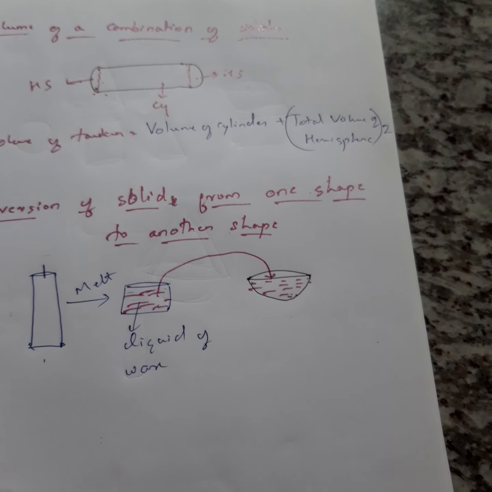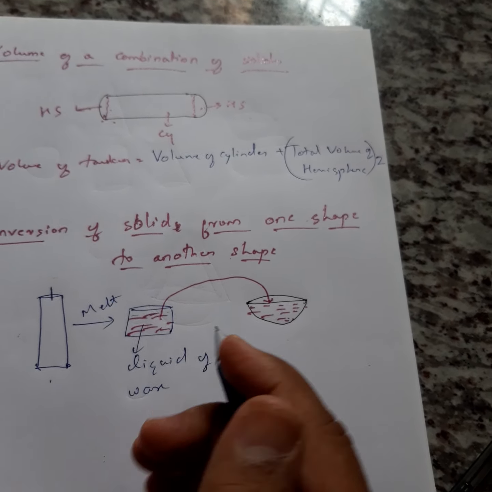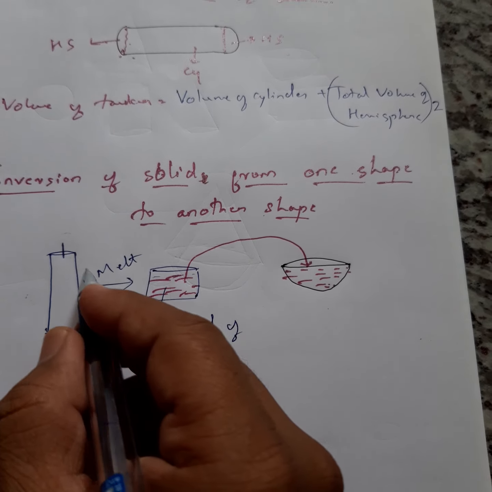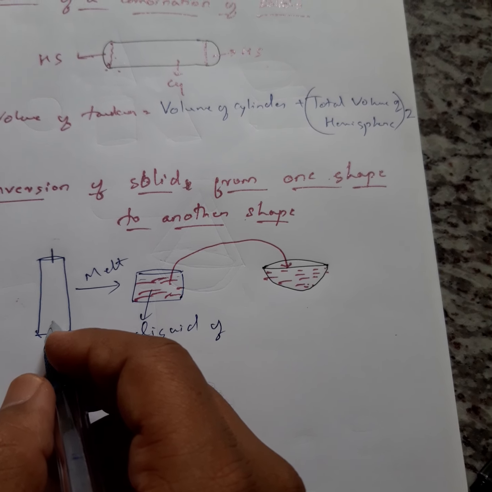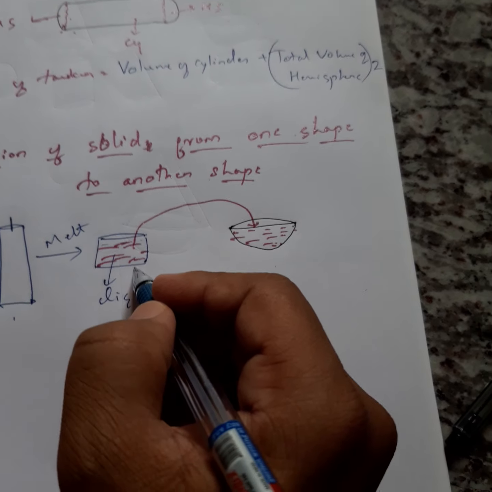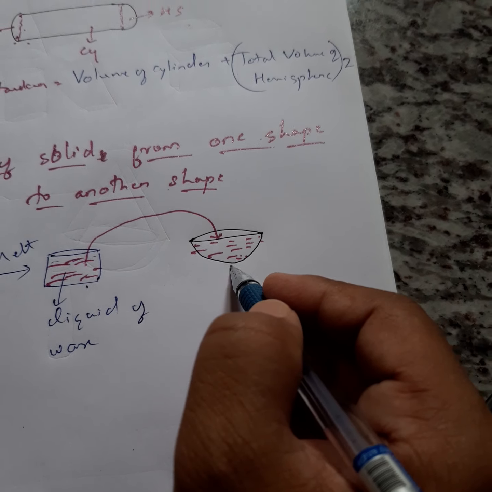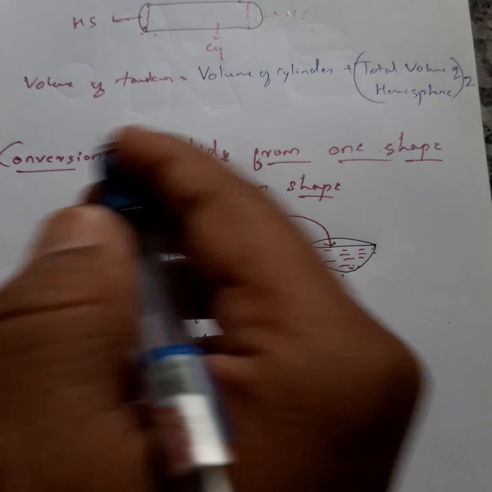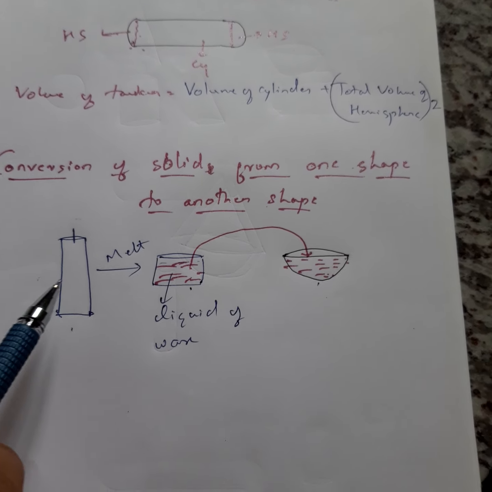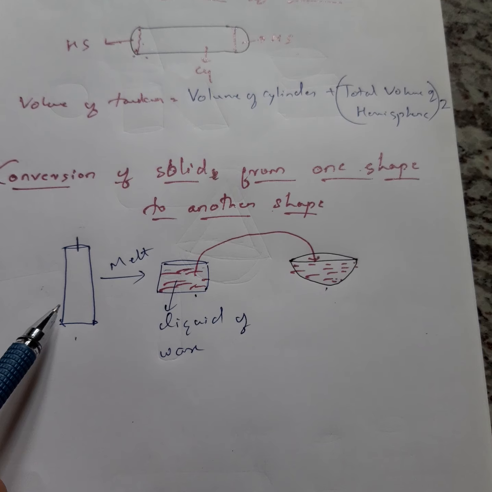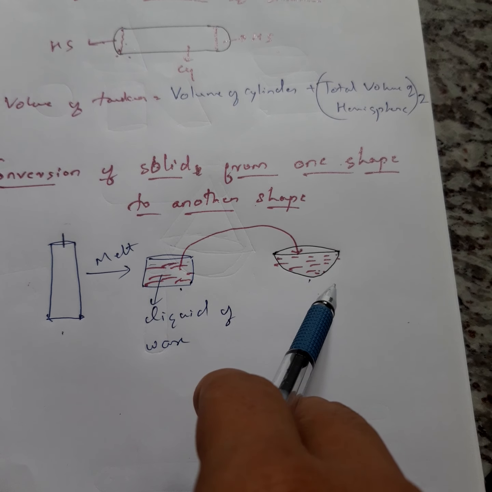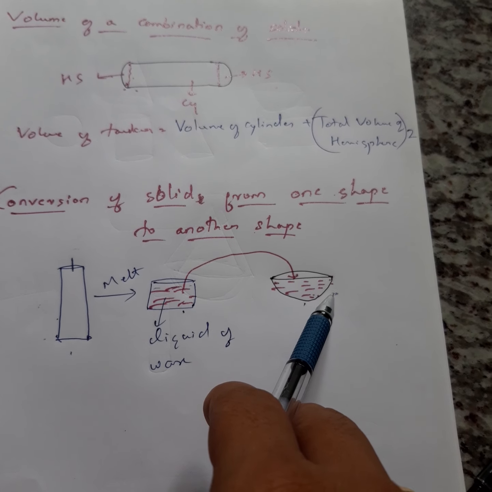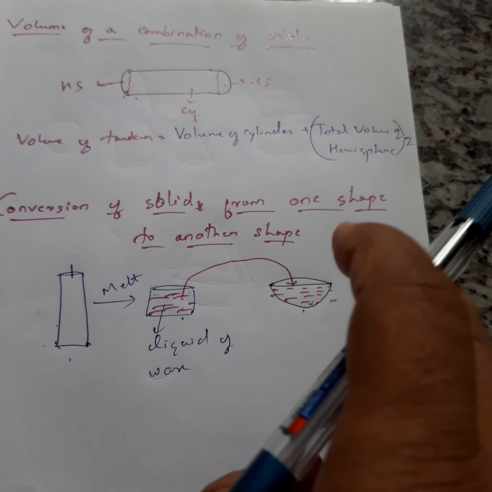But remember, the volume of this cylinder, when it is melted, is the same. When it is converted to another shape, again it is the same. So the main thing in this section is, if I convert any solid into another shape, then the volume remains the same.